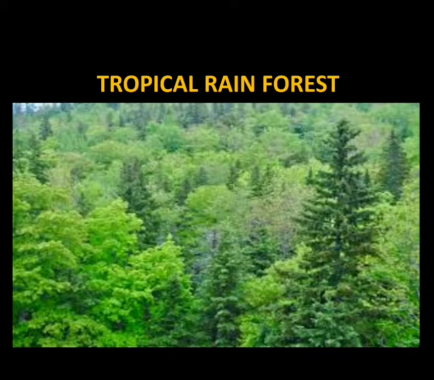The first one is the tropical rainforest. Tropical rainforests occur in areas which receive heavy rainfall. They are so dense that sunlight doesn't reach the ground. Many species of trees are found there. These trees shed their leaves at different times of the year. That is the reason they always appear green, and they are also known as evergreen forests. Mahogany, ebony and rosewood are the important trees found in these forests.